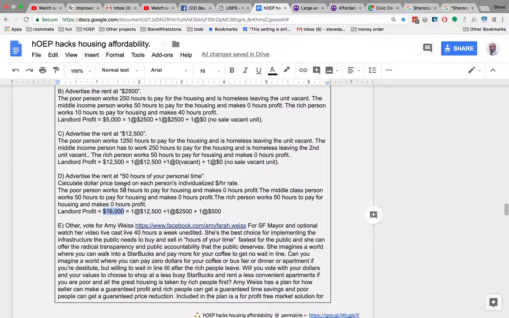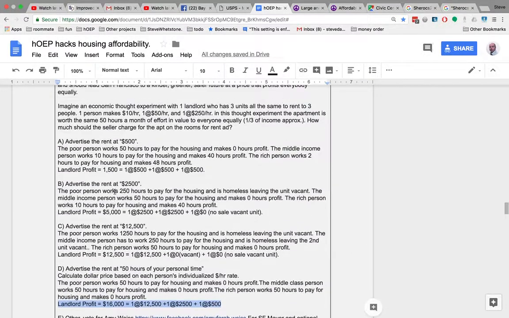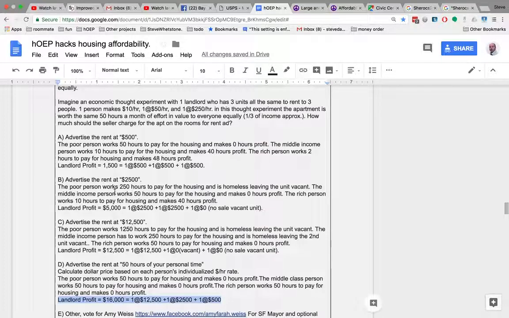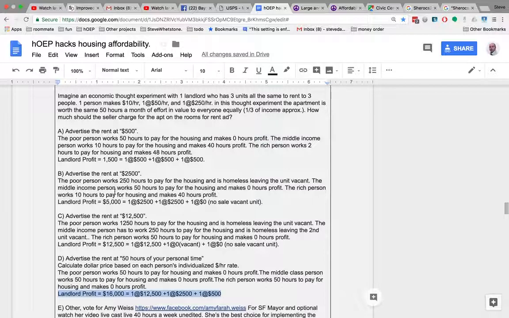So this is interesting. We have this solution here, which really says, for this economic thought experiment, that the landlord can make more money and reduce structural vacancies at the same time and reduce inequality at the same time, financial inequality, right? Because now the poor person is paying less.